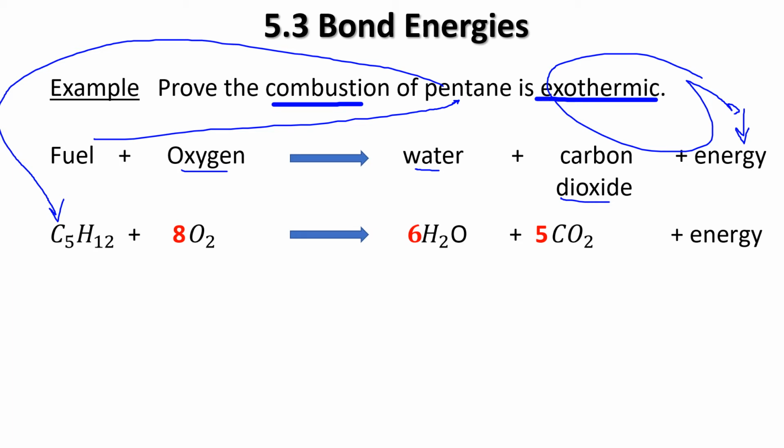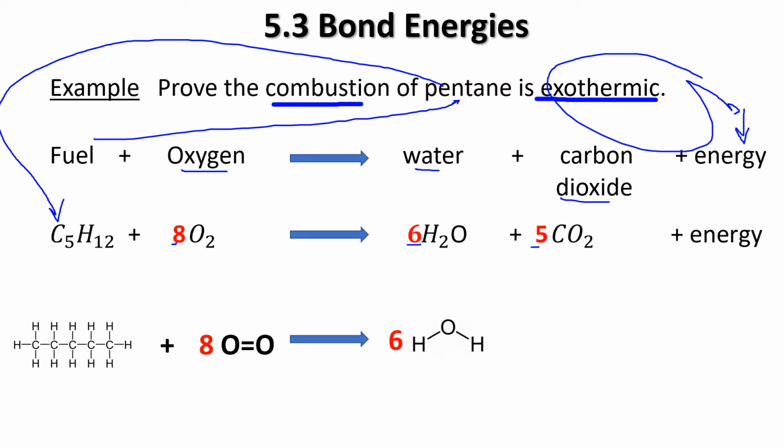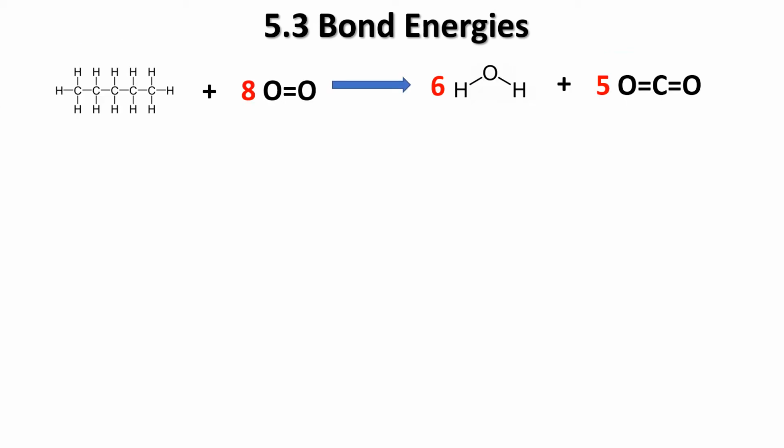Once you have that equation balanced, and the balanced numbers are important, we can't do this properly without them, we're going to have to draw all the molecules. So there is pentane, and oxygen has a double bond, and there are 8 of them. We've got 6 waters here, and we have 5 carbon dioxides with the double bonds. And I've removed the energy at this point because we know that's what it's going to be. Okay, so there's that same equation rewritten.